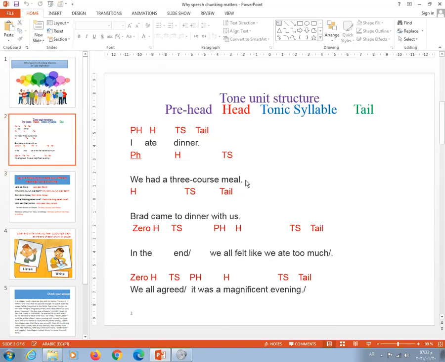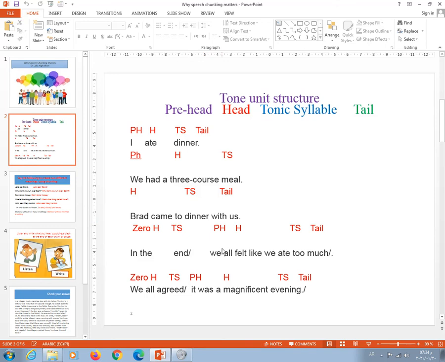Okay, number 3. "Brad came to dinner with us." Brad here is a proper name. It's a content word, an important word, and here we have the head, and the head continues until the word "dinner," which is a focus word. The tonic syllable here is "din," and whatever comes after it is the tail. So "ner with us" is the tail. And let's move on to the following sentence or utterance.